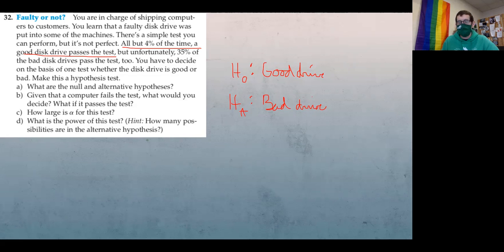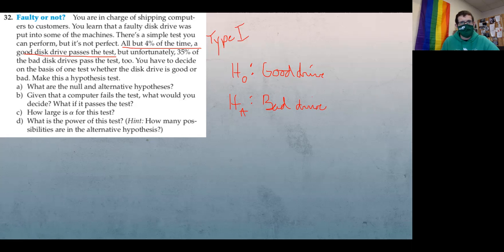We rejected the null. Wait a second. But we're saying it's a good drive, so isn't that bad? This is saying it's actually a good drive, and it passes 96% of the time, but 4% of the time it doesn't pass. So what we do is we reject the null. We say it's bad, even though it's actually good. Yeah, the 4% is rejected. So it's good to think in these terms. If we know that 4% of the time we're going to get a type 1 error.